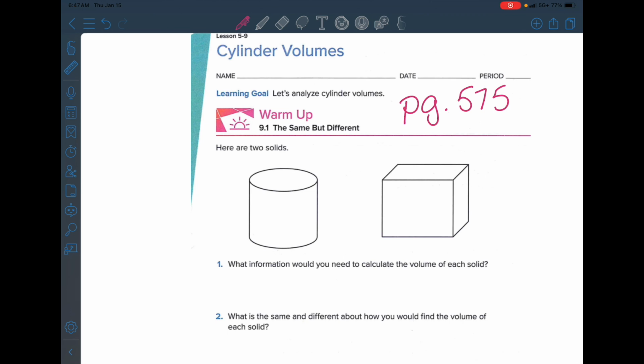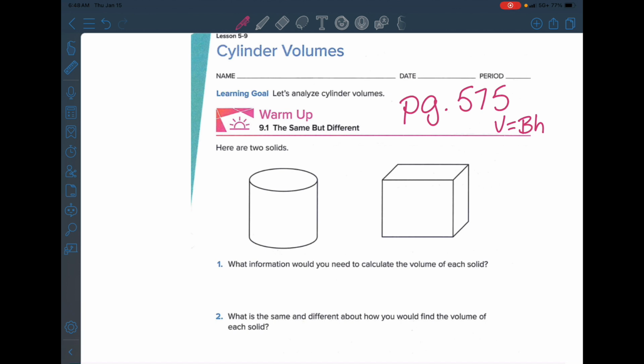Page 575, and we're going to talk about volumes of cylinders. Yesterday you did a worksheet finding the surface area and the volume. Surface area is a little tough because you have to find so many different things and add them up. You have to know what you're looking at. But the volume is simply the area of the base, that's capital B, times the height, for your cylinders and your prisms.